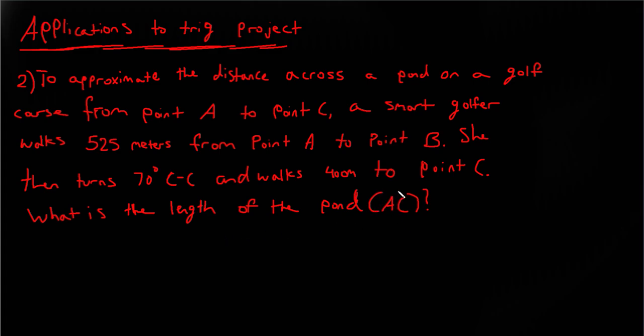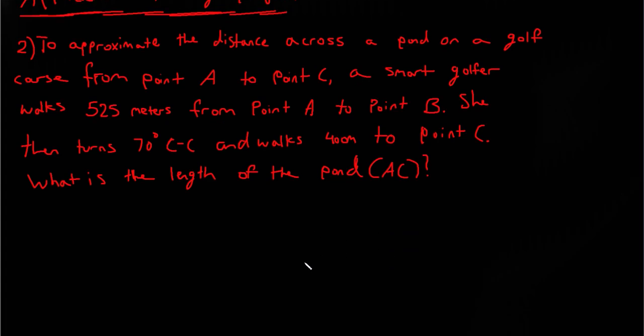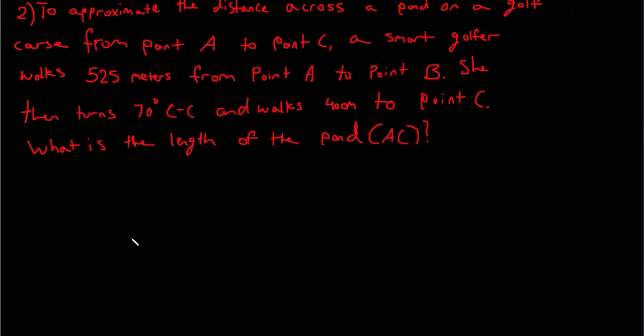And it gives us this actual side length we're trying to find, which is AC, side length A to C, the distance in meters. So we're going to begin by drawing our triangle. Actually, let's do a little bit better triangle than that. All right, draw our triangle. We're going to label it A, B, and C.